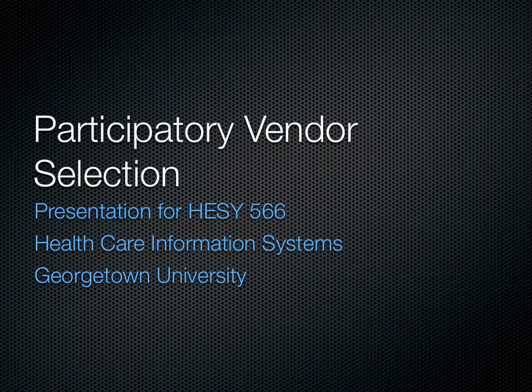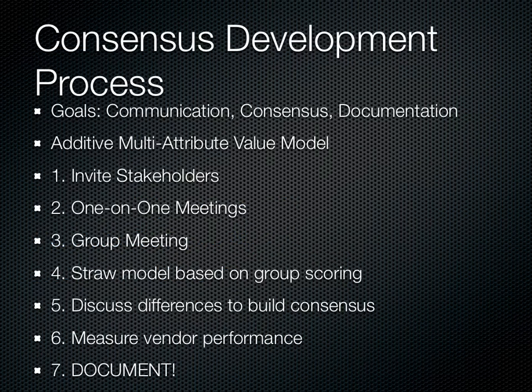This brief presentation will outline the process of participatory vendor selection, go through an example exercise which depicts the choice between two electronic health record systems, and reflect on the process as a whole. The goals of participatory vendor selection are to foster communication, build consensus, and improve documentation in order to have a thorough record of the process.